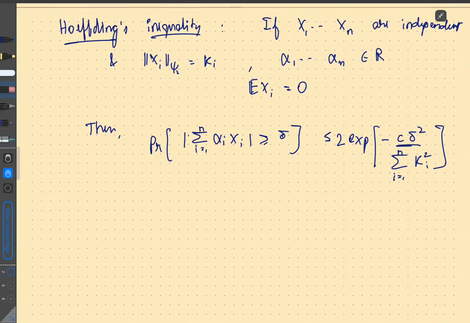Alright, so in fact, in this inequality here, all I need is that the Subgaussian norm is less than or equal to k.